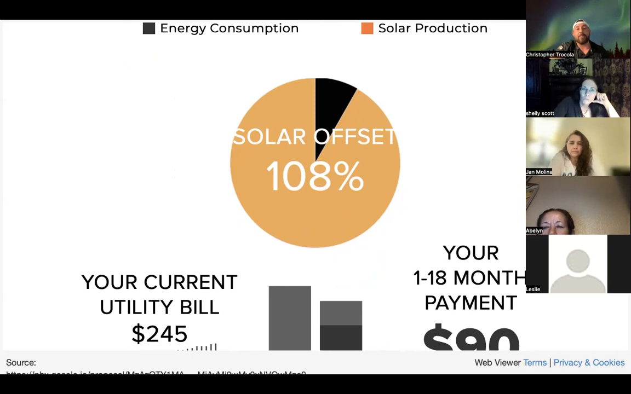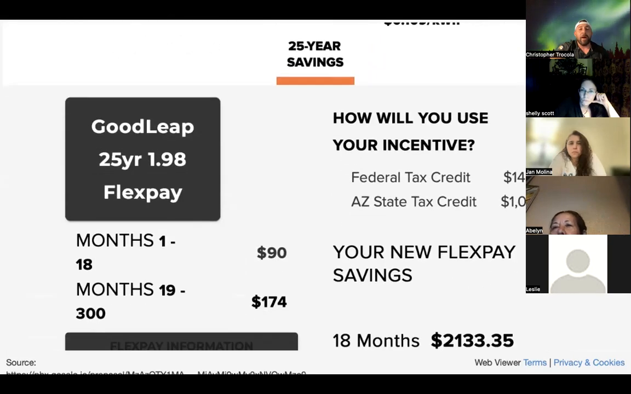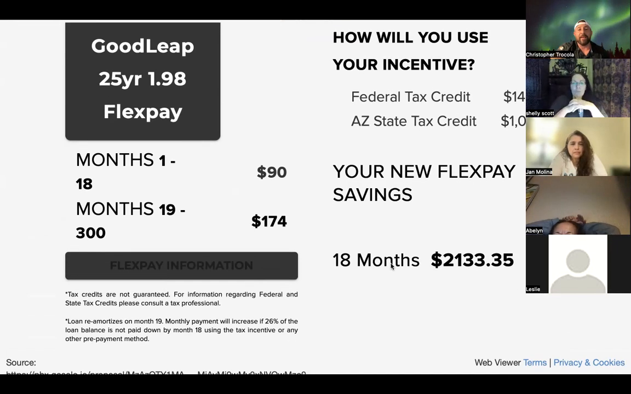This one's going to be 8% more offset, so 108%. So she's going to produce 8% more than they need. She was at the $245, and it's only $90 a month. On payment 18, if she reinvests all the tax credit that she qualifies for, the $14,000, it's all based off of tax liabilities. I'll explain more about that on Thursday. If she reinvests all of it, it's at $90 a month. If she does, and then she goes on payment 19 to $174, and she stays flat there.